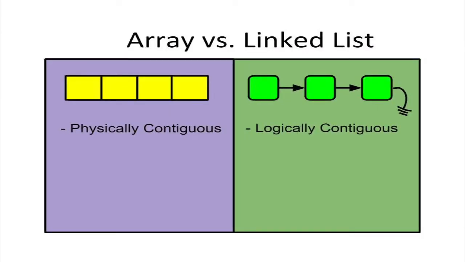Perhaps the most obvious difference between a linked list and an array is the fact that an array is a fixed length, while a linked list can expand or shrink during runtime.